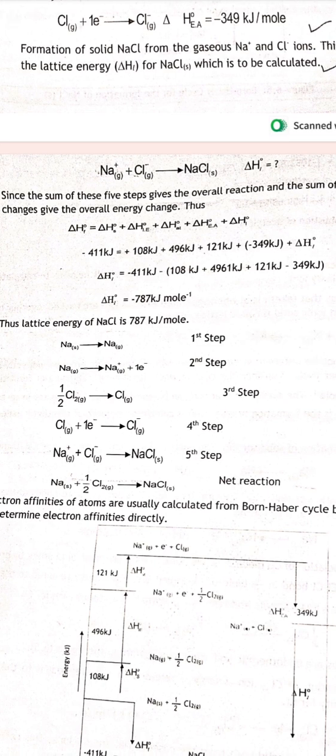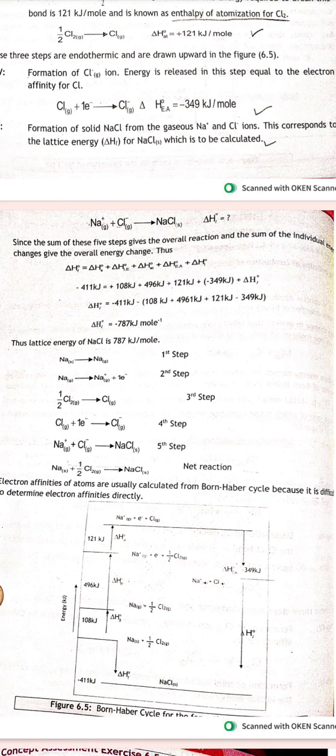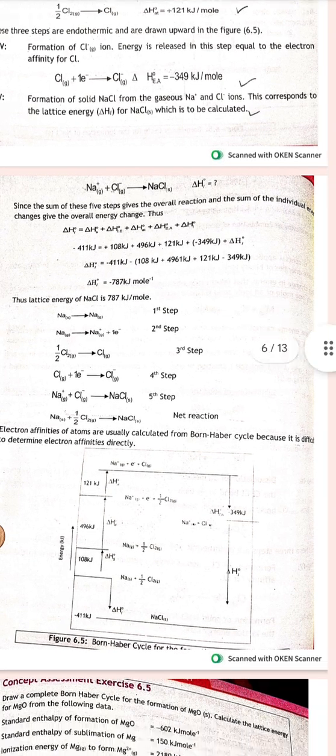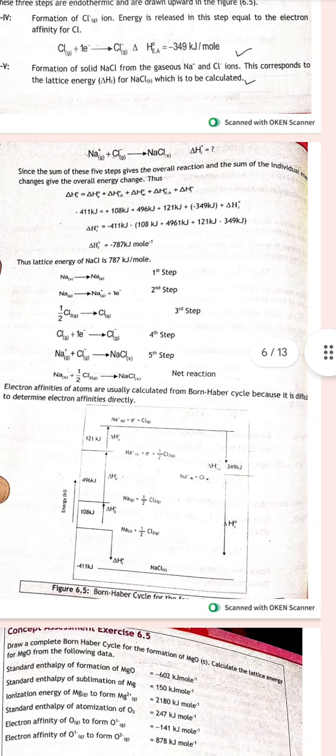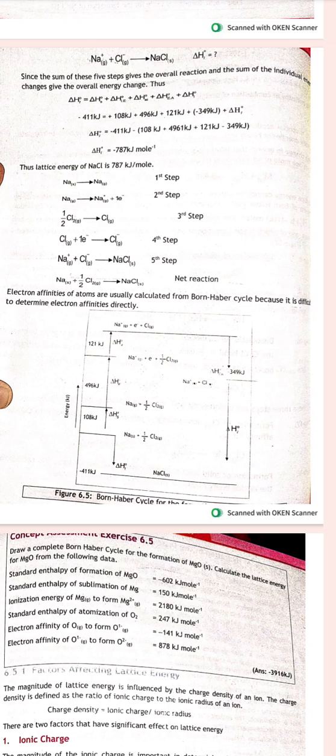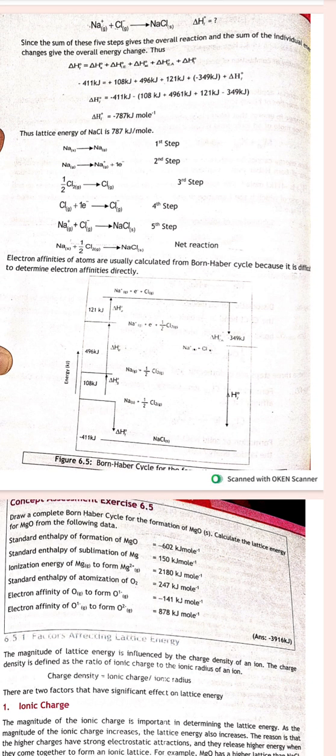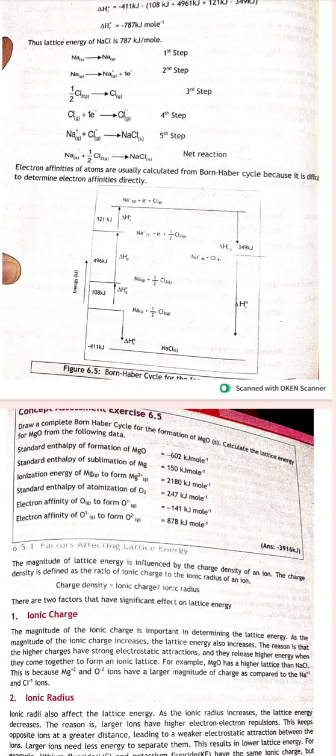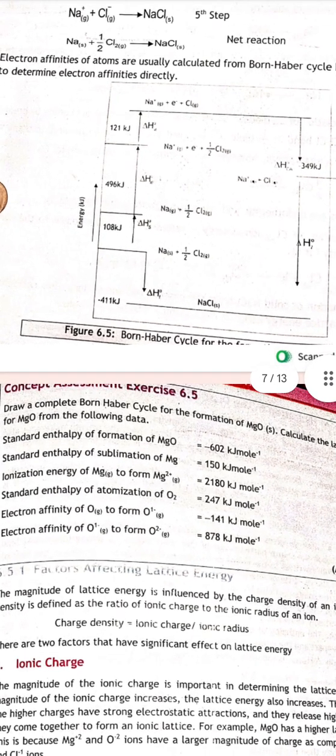So we have enthalpy of formation given in the question, that is minus 411 kilojoule. So we have to add up all these, and we get minus 787 kilojoule per mole of enthalpy of lattice for the sodium. So they have written all the steps here, and the net reaction will be sodium plus half Cl2 gives us NaCl. And this is the Born-Haber cycle.